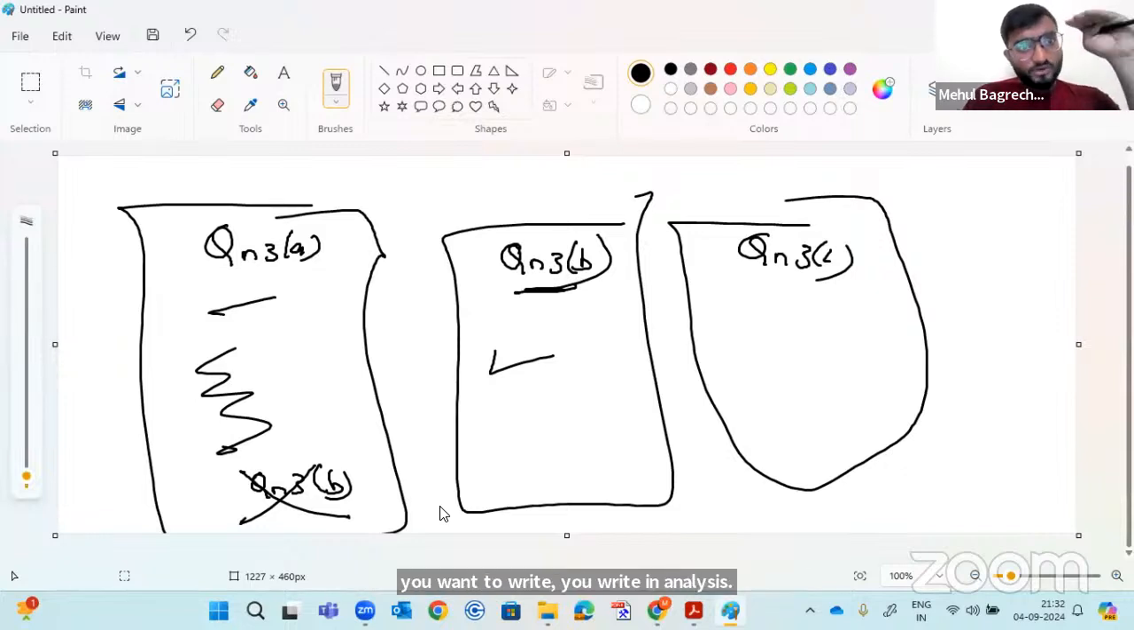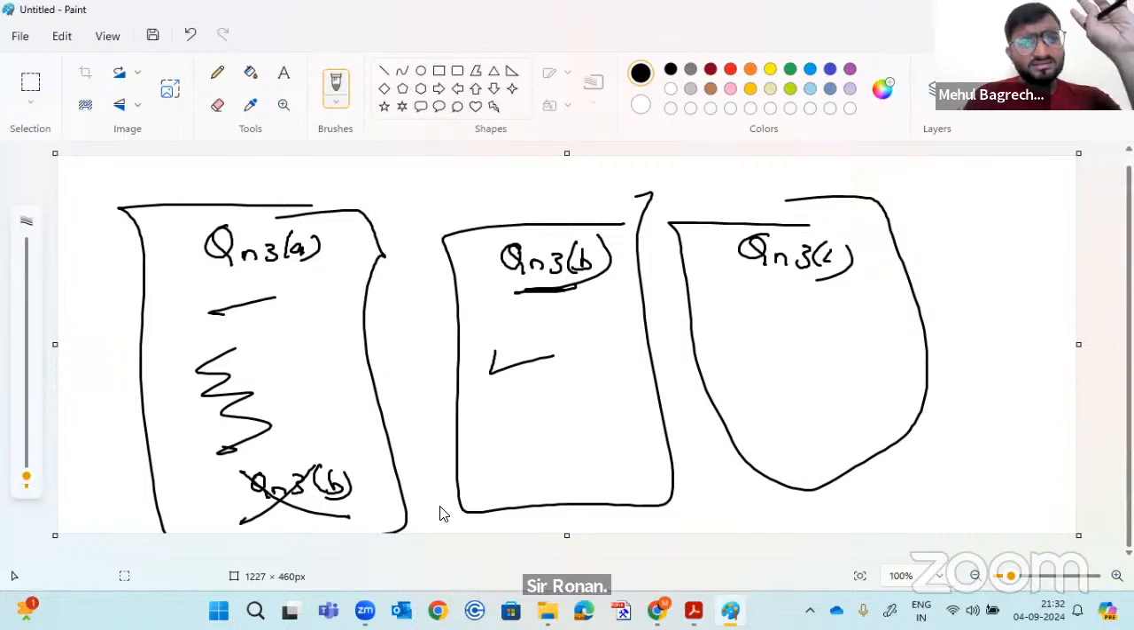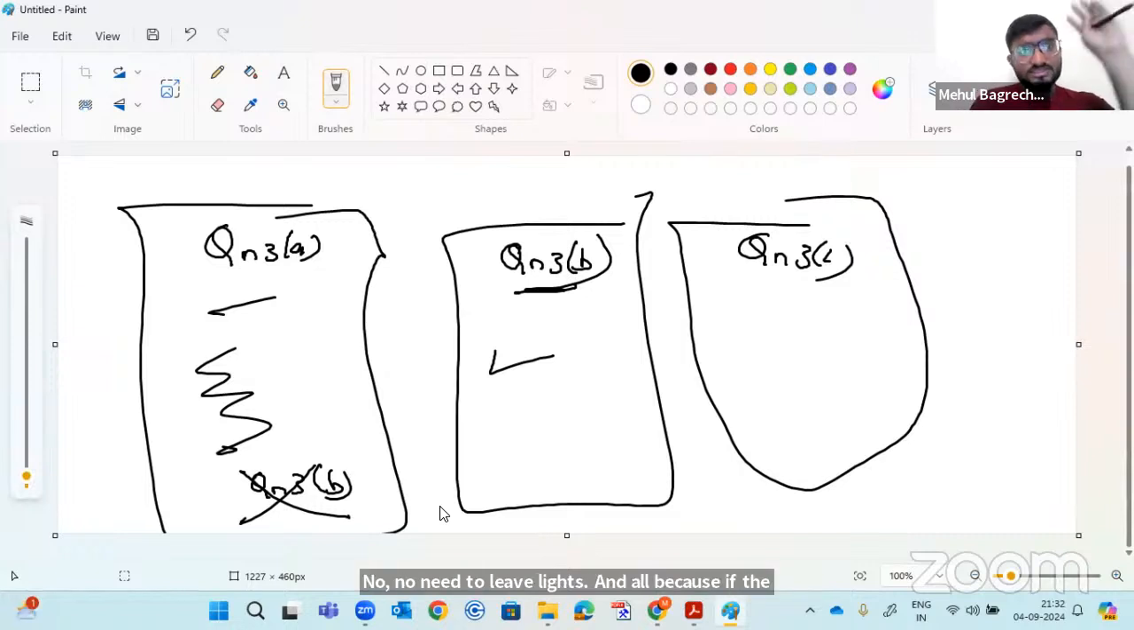Facts of the case, provision of law, analysis, conclusion. Sir, do we need to leave a line or two? No need to leave lines and all, because if the evaluator thinks you're done with your answer with the facts of the case, he might think this is a separate answer altogether. Don't do that.